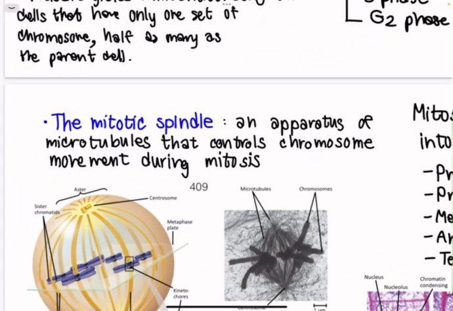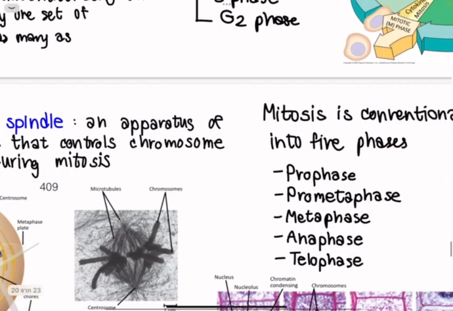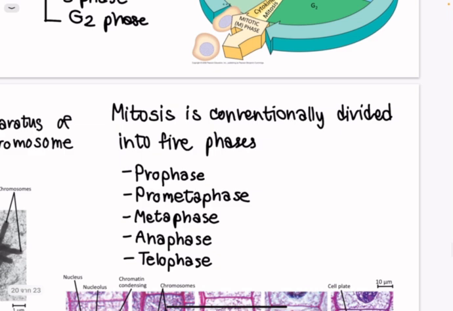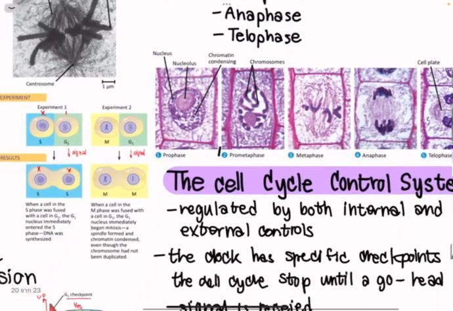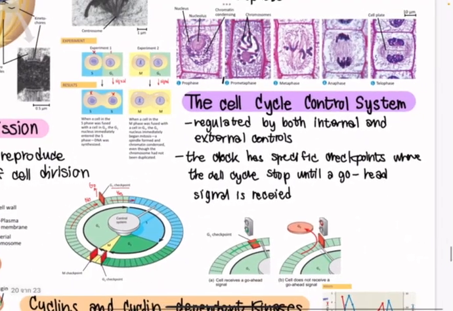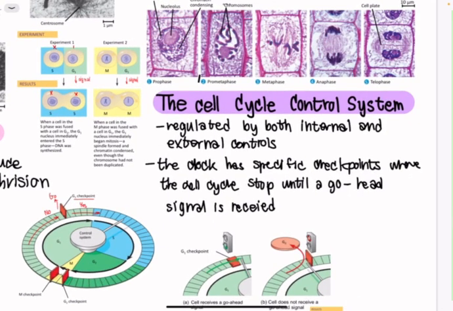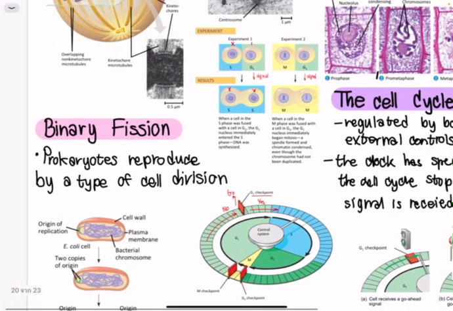The mitotic spindle is an apparatus of microtubules that controls chromosome movement during mitosis. Mitosis can be divided into 5 phases: prophase, prometaphase, metaphase, anaphase, and telophase. The cell cycle control system is regulated by both internal and external controls. The clock has specific checkpoints where the cell cycle stops until a go-ahead signal is received.